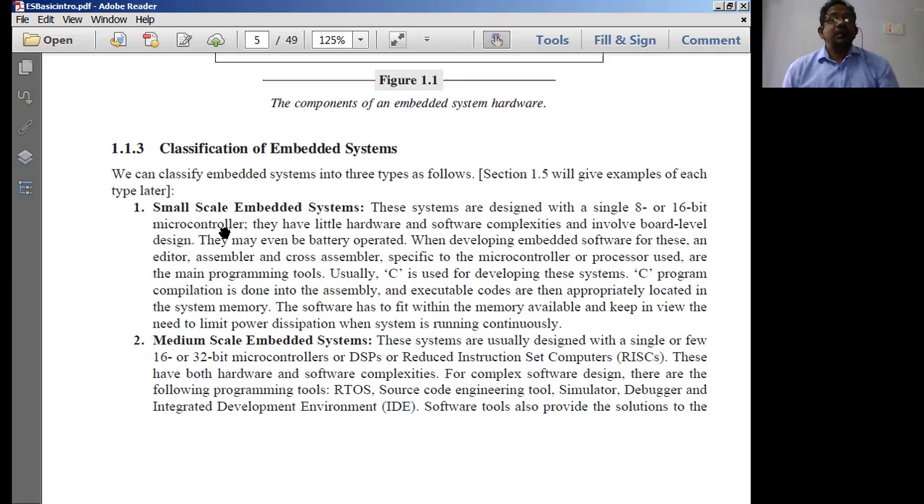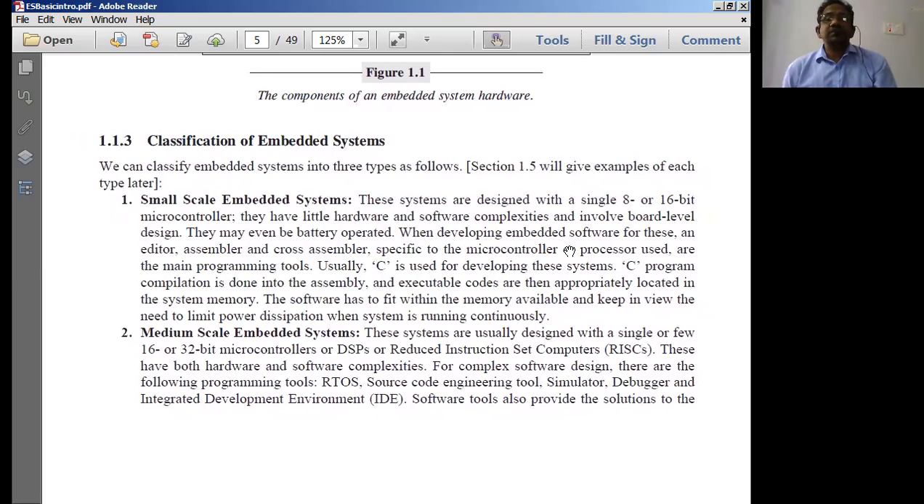Next, let us come to the classification of embedded systems. They are divided into three types: small scale embedded systems, medium scale embedded systems, and large scale embedded systems. So an embedded system, as I talked about, is nothing but a system which is normally made in a single chip to perform dedicated applications, to perform a dedicated task, and is simply known as an embedded system.